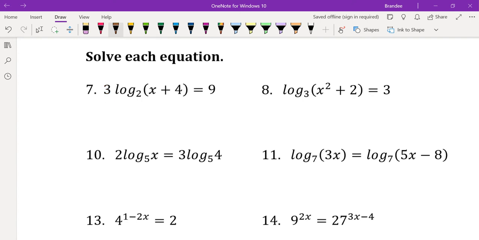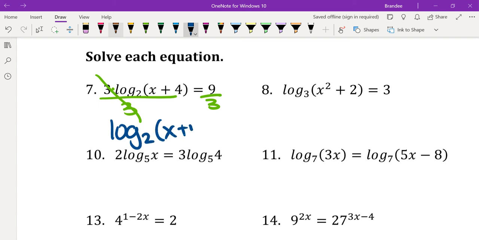The power property says I'm going to take this 3 and I'm going to move it to the back. Now, that's an issue here because then I get x plus 4 cubed. And I don't want to deal with that right now. So I'm going to show you a little shortcut. This is 3 times log. So I actually can just divide both sides by 3. The 3's will cancel on the left, and I will be left with log base 2 of x plus 4 equals 3. Now you guys can go into exponential form and solve for x.